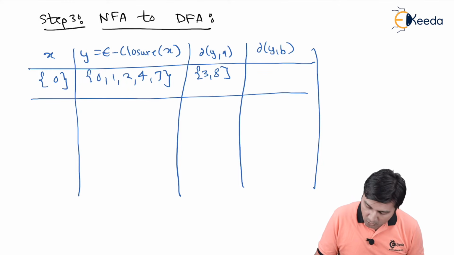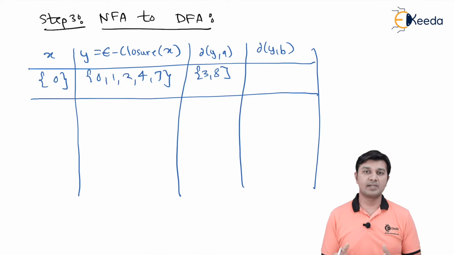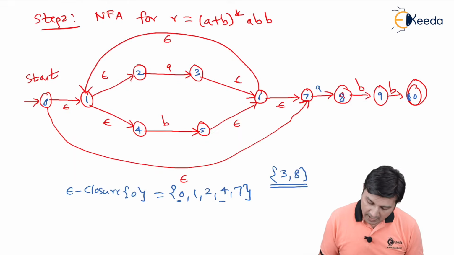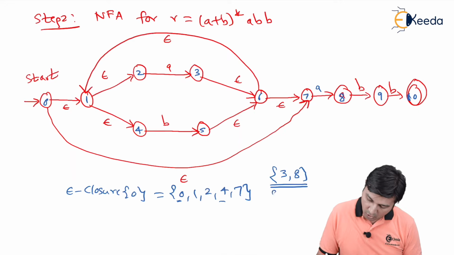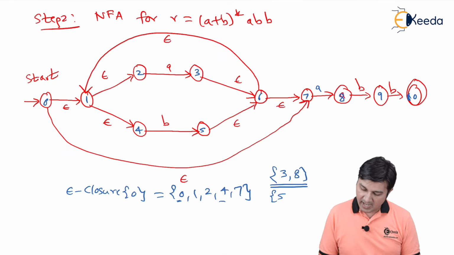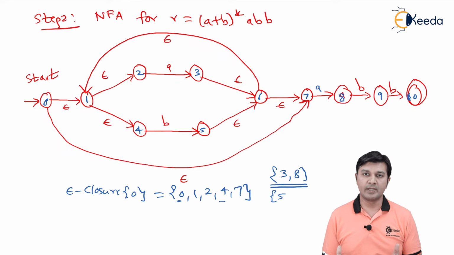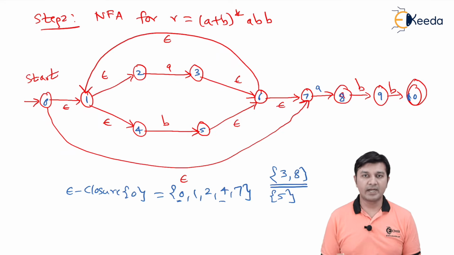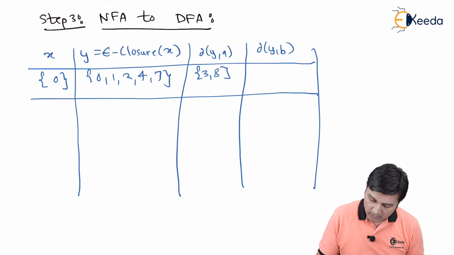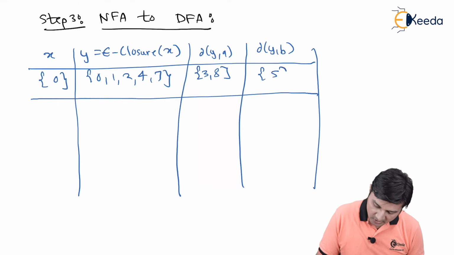Similarly, we are going to fill what is Y on receiving B. So going back to my diagram, I have 0 on B, doesn't get anywhere, 1 on B, nowhere, 2 on B, nowhere, whereas 4 on B, yes, I see that 4 on B is going to 5, and 7 on B is also not going anywhere. So epsilon closure of Y on B is going to consist of a single state, 5. So let's write it. Moving to the table, I write over here 5.